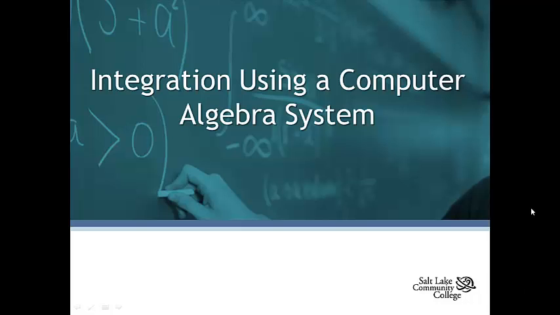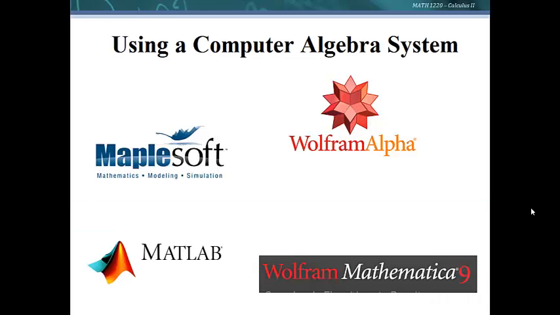We're going to be talking about integration using a computer algebra system, or a CAS. There are a lot of computer algebra systems. Three that the college has license to are Maple, MATLAB, and Mathematica. And Wolfram Alpha is available online. It's run by the Mathematica people.